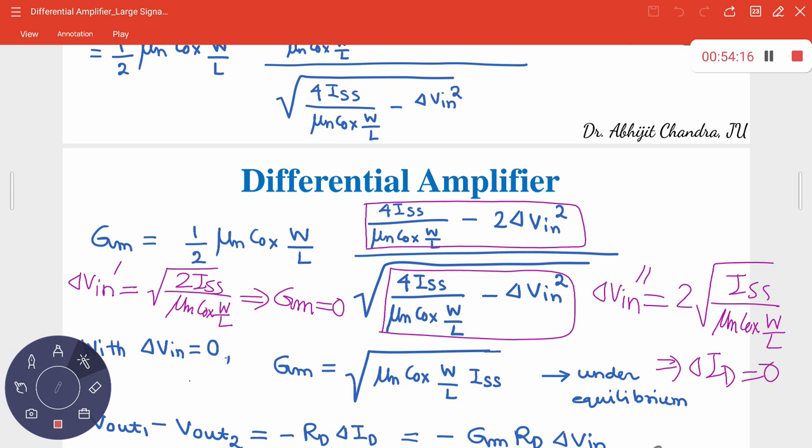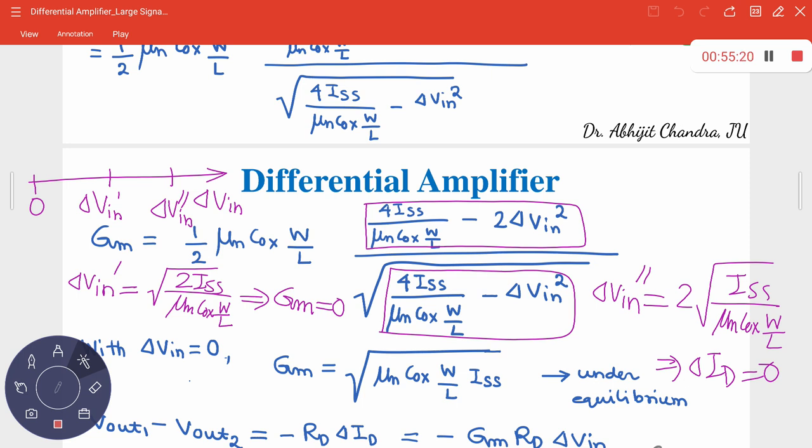Right? So suppose this is your delta V in axis. It starts from 0. First, it will reach this point, delta V in dashed, and then it will reach this point, delta V in double dashed. At 0, both of these two transistors share equal current. That means the device is under equilibrium, DC condition. As you increase this delta V from 0 onwards, a point will come when delta V is equal to delta V dash, this value, and then one transistor will carry the entire current and the other transistor will carry no current. Or I can write that, this is delta V dash, or modulus of either V1 minus V2 or V2 minus V1. If this one is equal to delta V dash, then one transistor will carry the entire current and the other transistor will carry no current.